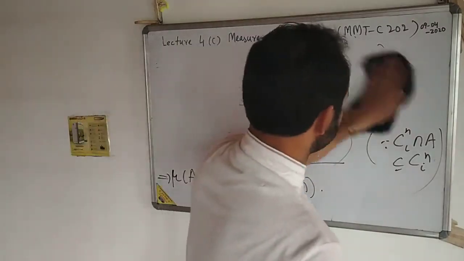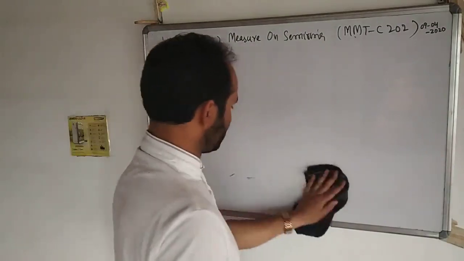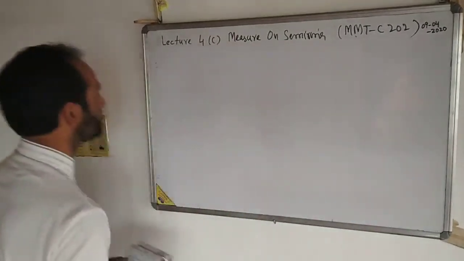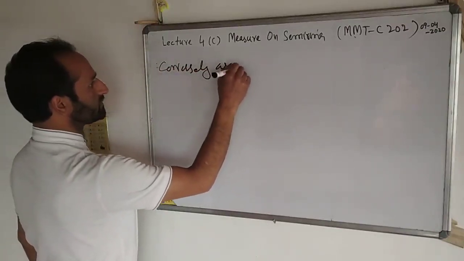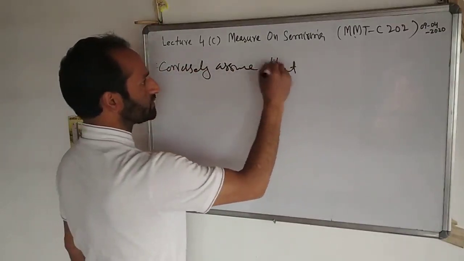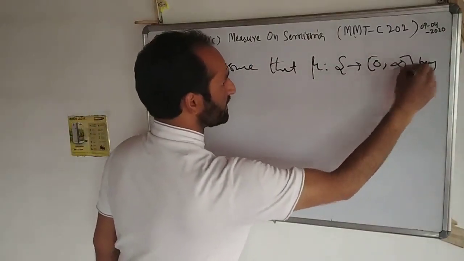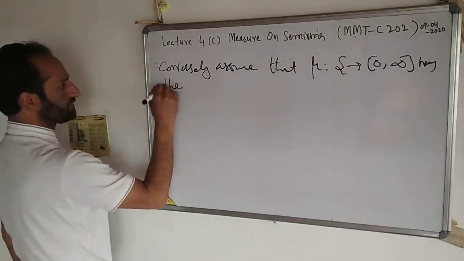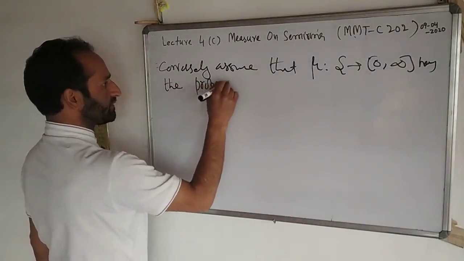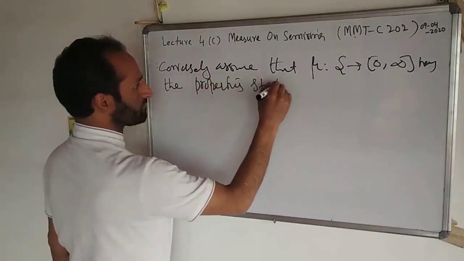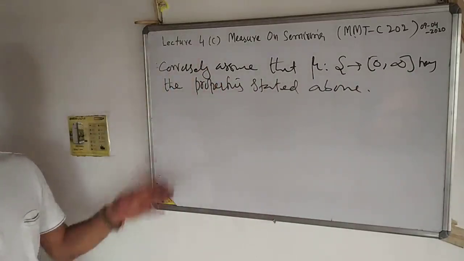Now we prove its converse. So conversely, we assume that the set function mu from S to [0, infinity] has the properties stated in the theorem. Stated above means in the theorem there are those three properties.